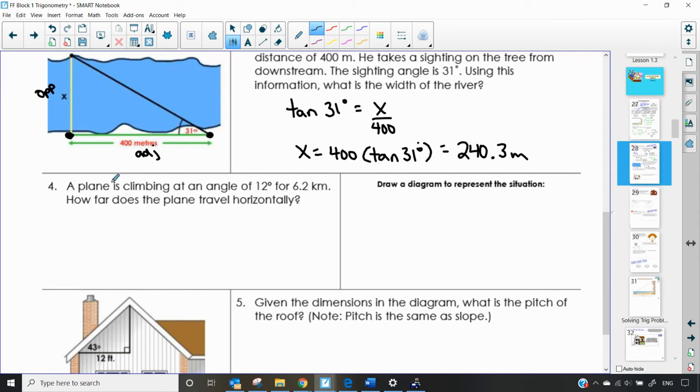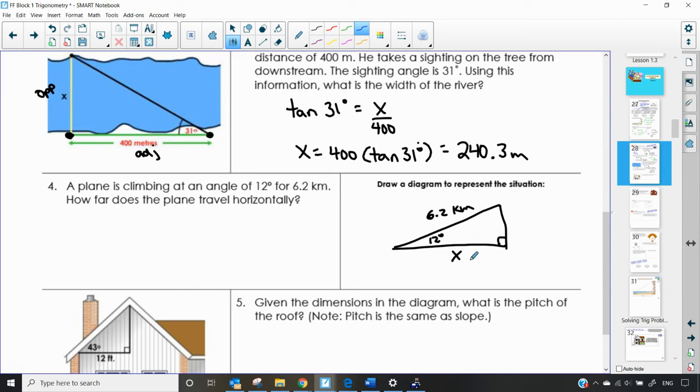So number 4, it says a plane is climbing at an angle of 12 degrees for 6.2 kilometers. How far does the plane travel horizontally? So we had our plane climbing for 6.2 kilometers at an angle of 12 degrees. So the angle of 12 degrees is right here, so an angle of elevation. The plane is climbing for 6.2 kilometers, so that would be the distance that it's traveling diagonally. And the question is, how far has the plane traveled horizontally? So there's our x value, and we label our 90 degrees.